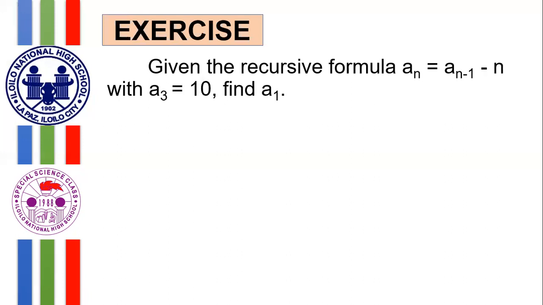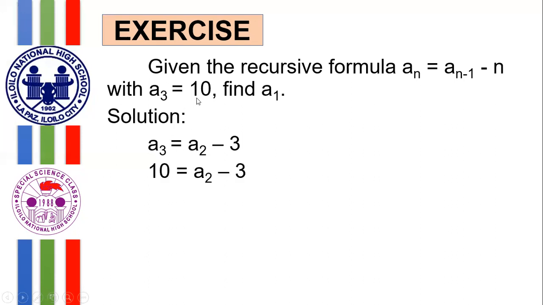Let's have another exercise. Given the recursive formula a sub n equals a sub n minus 1 minus n, with the third term equal to 10, find the first term or a sub 1. Using a similar manner, we will let n be equal to 3 because that's the given. So we have a sub 3 equals a sub 3 minus 1 or a sub 2 minus 3, because remember all n's have to be replaced by 3. And we know that the third term is 10.